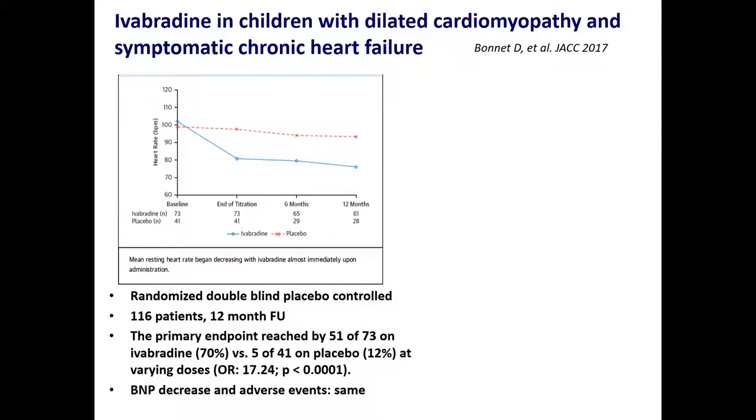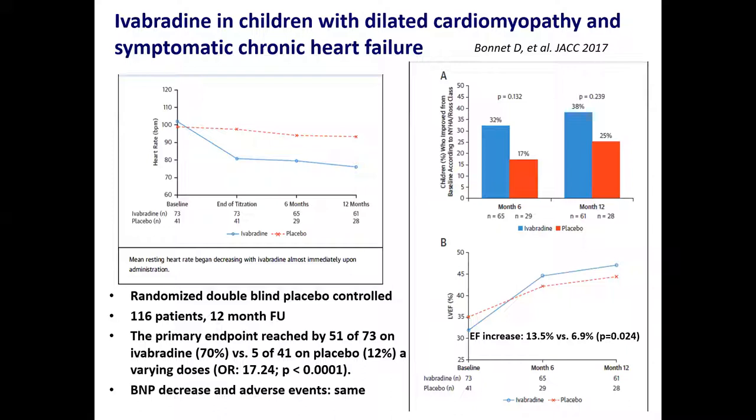However, again, BNP decrease and adverse events were the same on ivabradine compared to placebo. If we look at patients who had improvement in terms of ROS class, again, there is better improvement with ivabradine. However, it did not reach statistical significance. Same is for ejection fraction. Ejection fraction improved a little more with ivabradine compared to placebo.